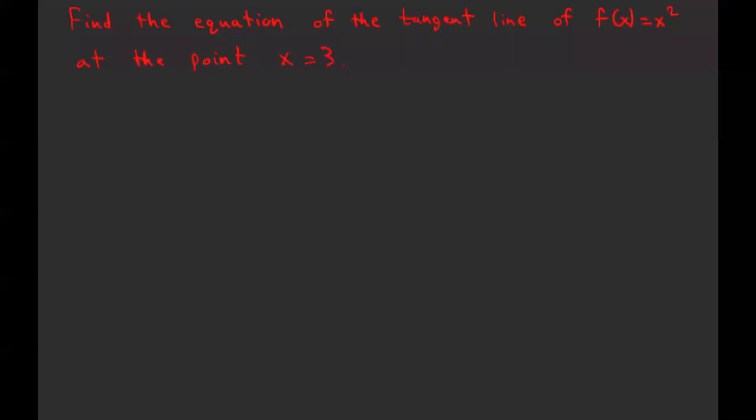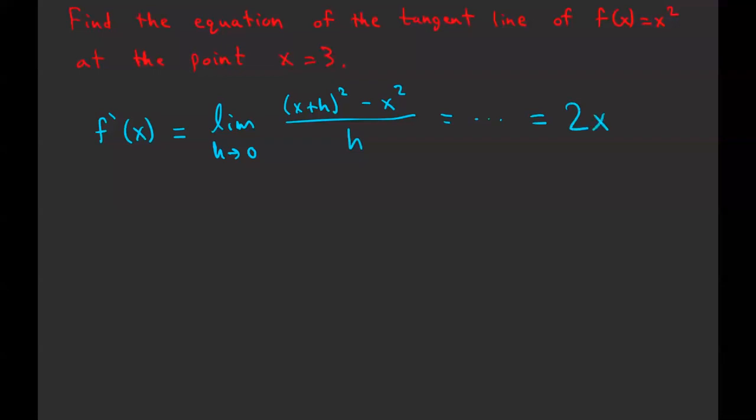So we actually already found the derivative of x squared in a previous lecture, so I'm just going to utilize that here. You could carry out the work with the limit definition of the derivative. I'll go ahead and write out that first step. So f prime of x is going to be the limit as h approaches 0 of (x plus h) squared minus x squared, all over h. And then we did all this work before, and we ended up with just 2x there.